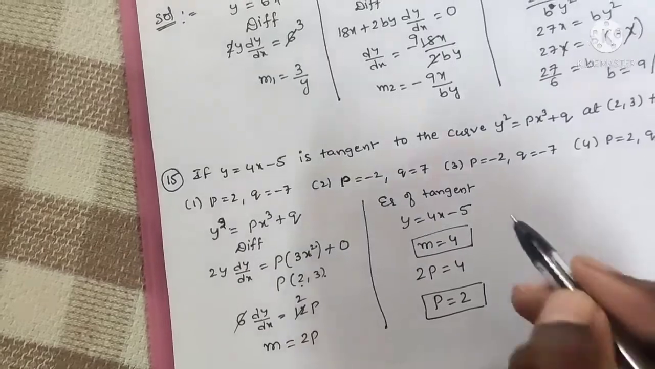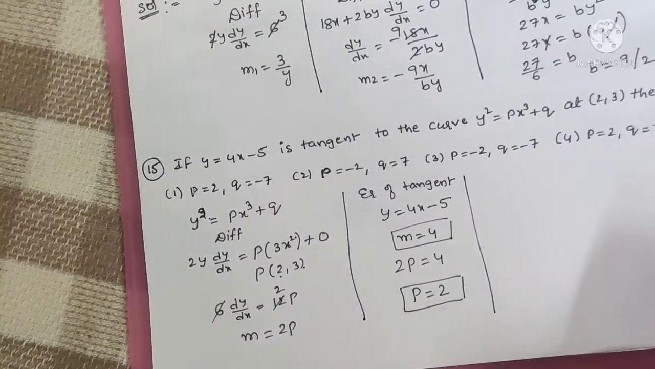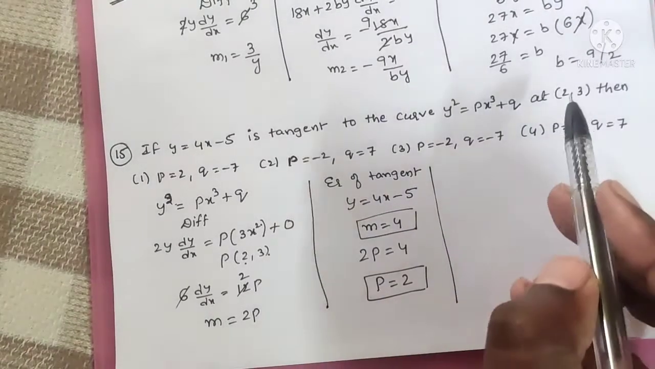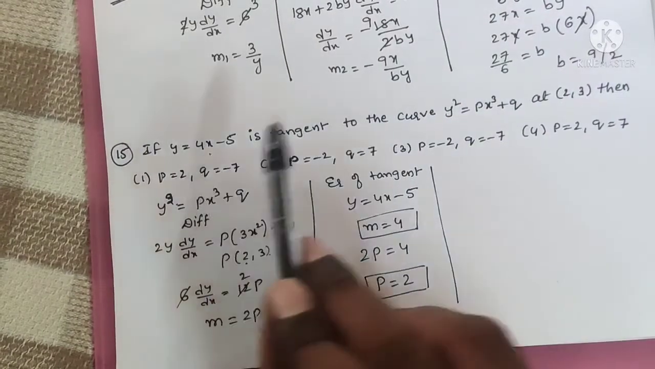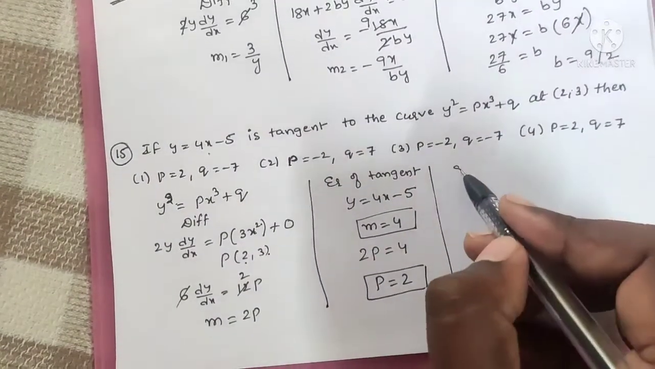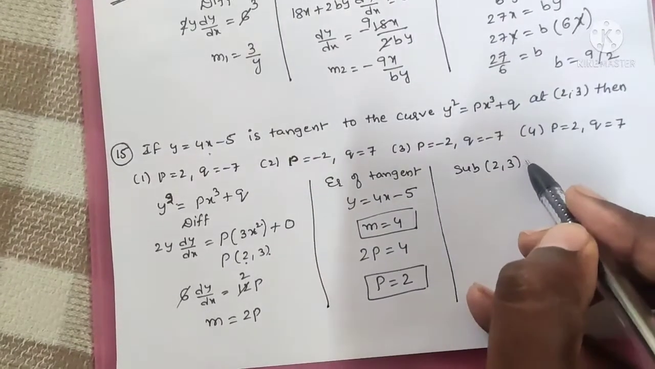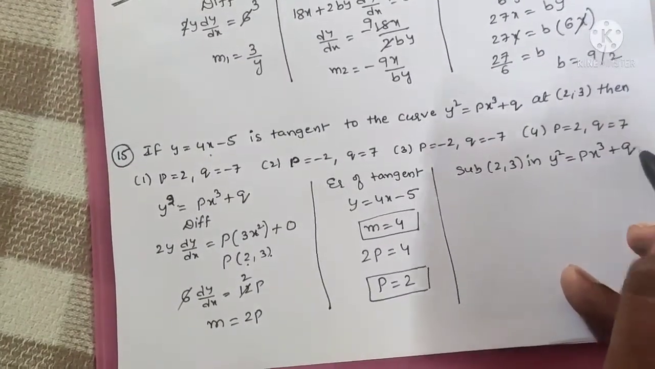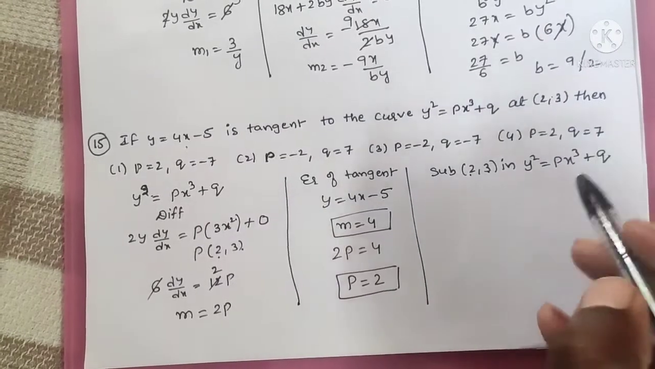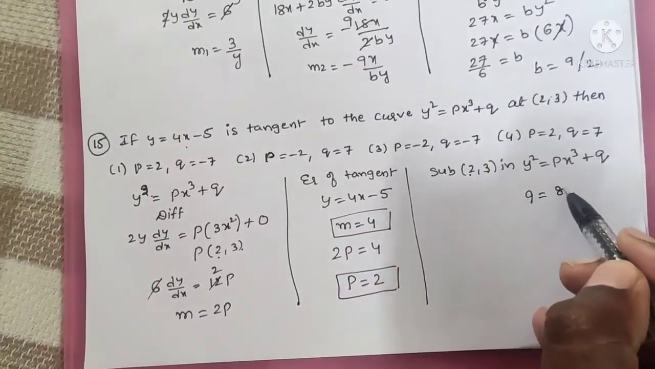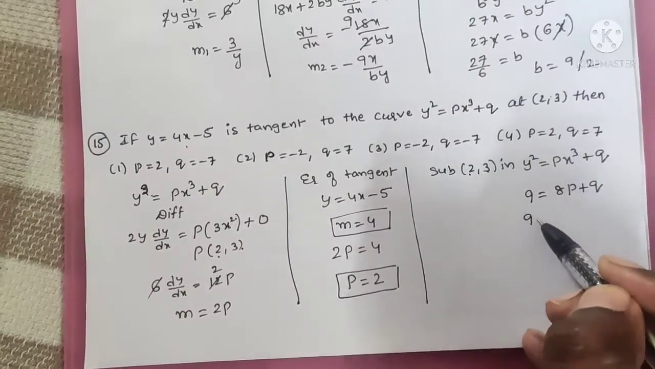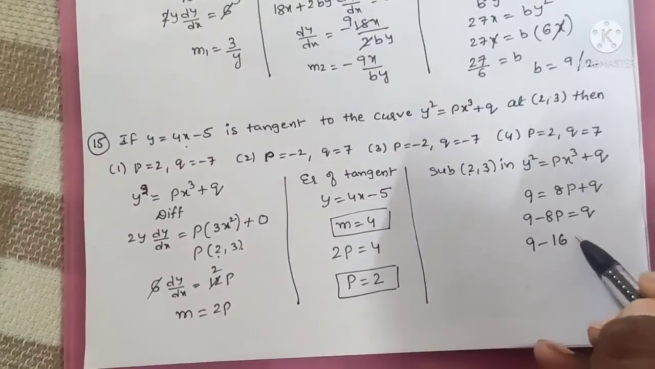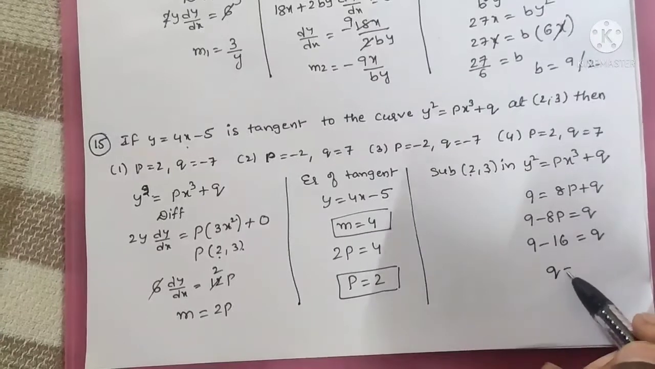We got one value, p. Next we need to find q value. How to find q value? Simple. Here the point lies on the curve. This 2, 3 point lies on the line as well as on the curve. Substitute this 2, 3 in the curve. Y square equals px cube plus q. Y value is 3, x value is 2, 3 square, 9 is equal to 2 cube 8p plus q. Then 9 minus 8p is equal to q. 9 minus 8 twos are 16, that equals q. Then q value is minus 7.